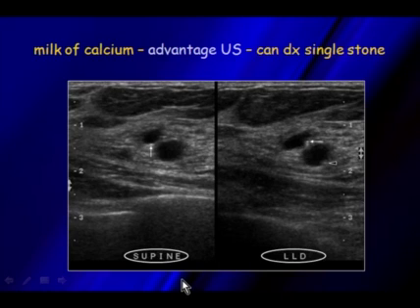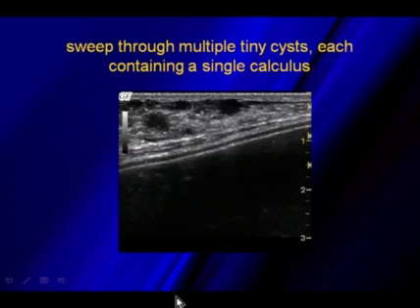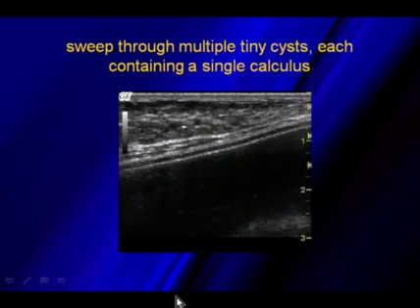If you don't have the ability to store your loops, you can take pictures to document supine, and then document by rolling the patient to decubitus that you can see the stone shift, similar to what we would see with gallbladders and gallstones. This was a patient who, on their mammogram, had multiple calcifications throughout the breast.